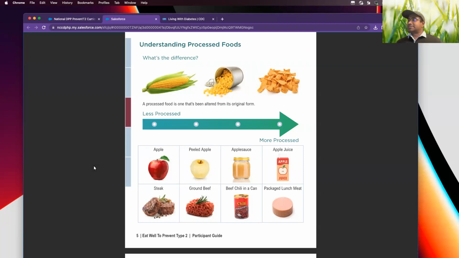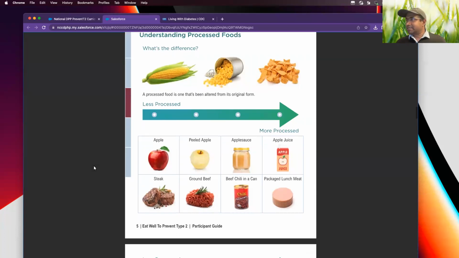So let's take the same example. You have an apple, and then you peel the apple. So you lost your fiber there, and a good amount of vitamins. Then you turn that into applesauce. You added a lot of sugar to it. You packaged it. There are some preservatives there. And then finally, apple juice, which adds even more sugar and gets worse.